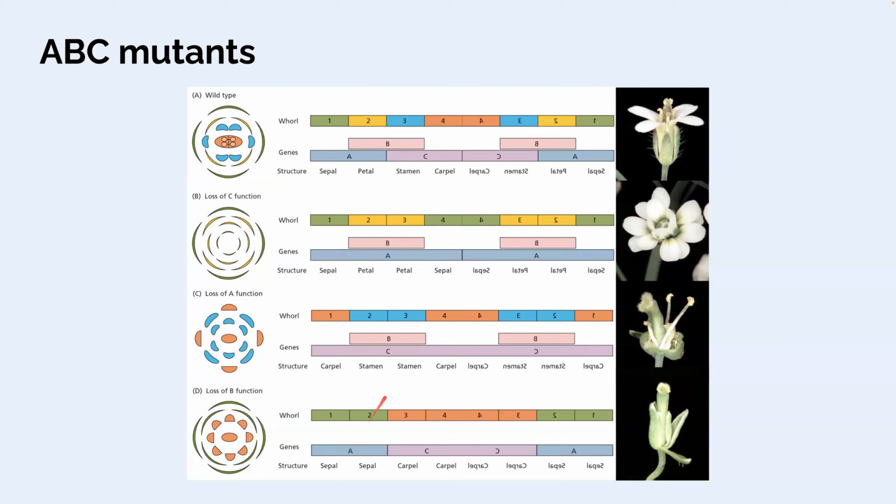Okay, last one is losing B function, maybe a little bit cleaner again now. B was interacting, so B plus A was petals and B plus C was stamens. In the absence of B, A and C keep to their corners, and it's just sepal, sepal, carpel, carpel. So sepals on the outside, no petals, no stamens, and then just carpel toward the inside. So it kind of ties all together: the genetic control for making a flower.